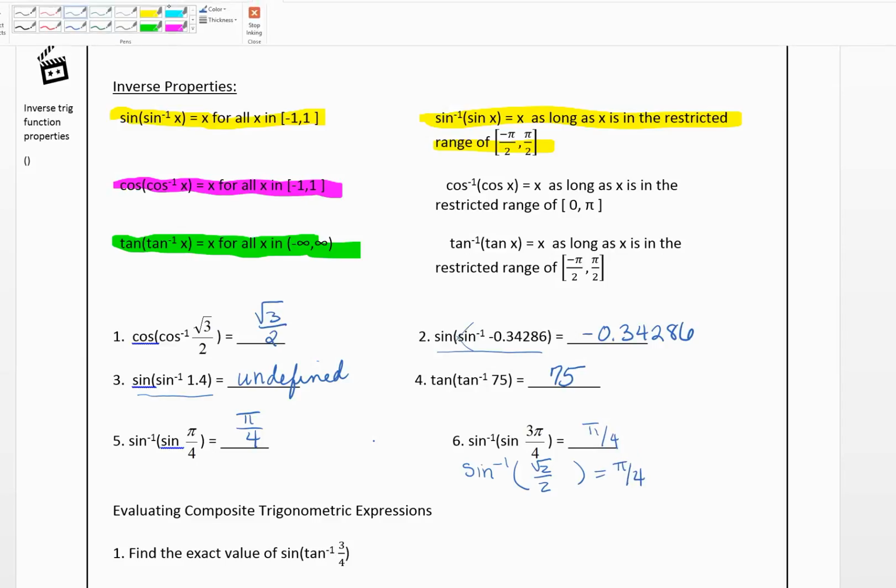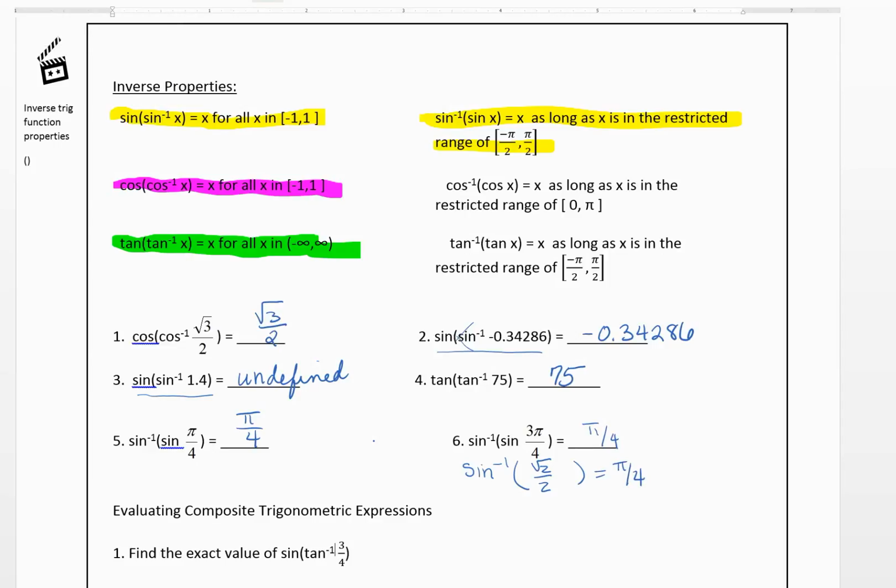Okay, and the same is true for cosine. So cosine inverse of cosine of x cancels out if x is between 0 and pi. And tangent inverse and tangent of x cancel out if x is between -pi/2 and pi/2.